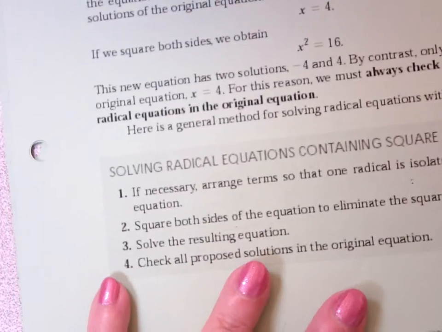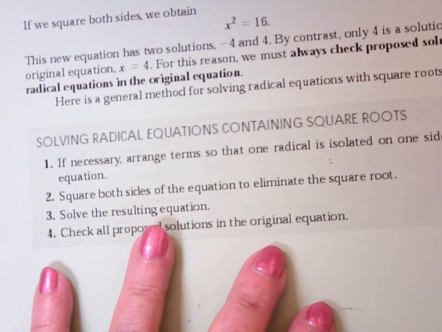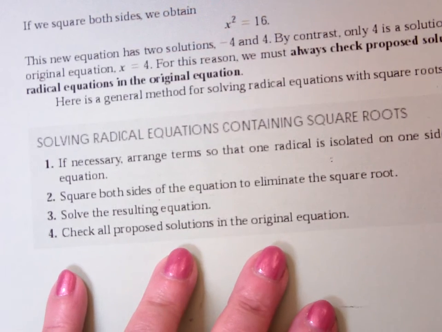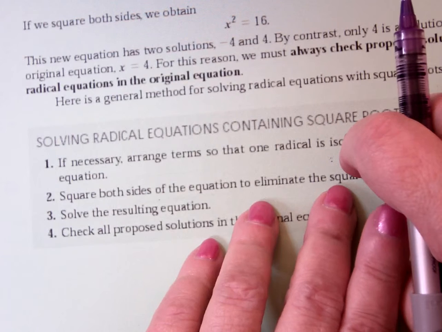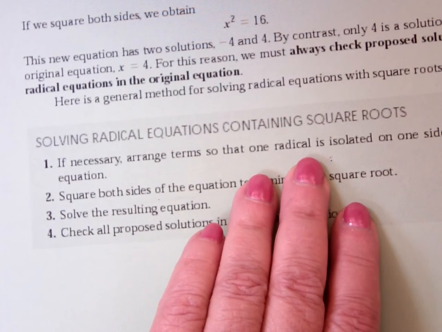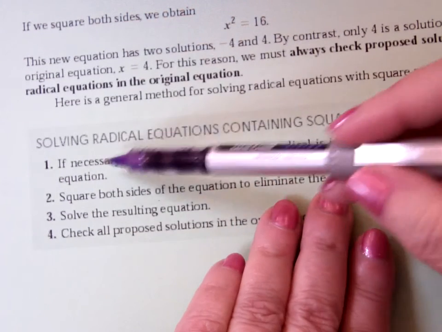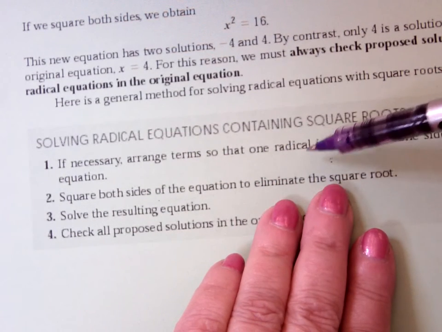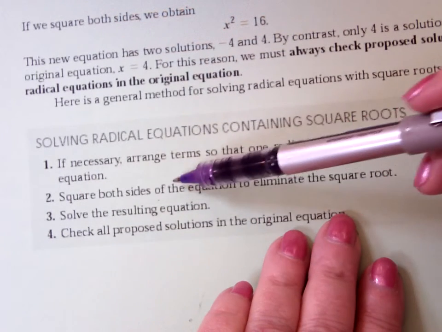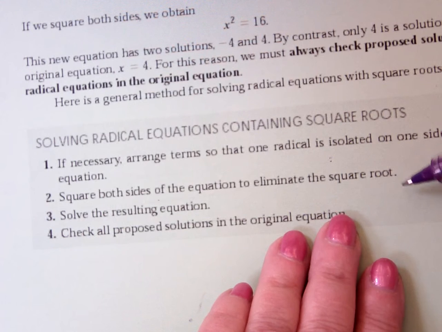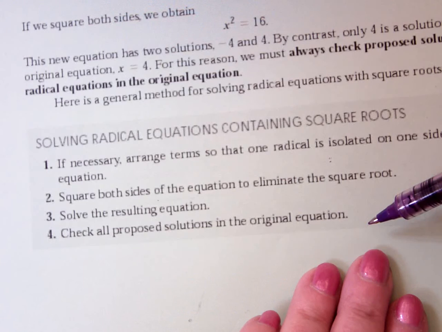So, what's the process? Here's the process. And by the way, anytime there's a set of steps, you know I set up a template. That's my checklist in terms of how I work a problem. And even when I work it in my head, I go through these steps as I'm working the problem down through. It's a checklist. So if necessary, arrange terms so that one radical is isolated on one side of the equation. Square both sides of the equation to eliminate the square root. Solve the resulting equations. Check the proposed answer in the original equation.